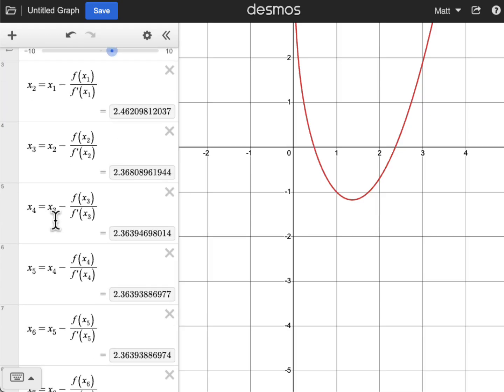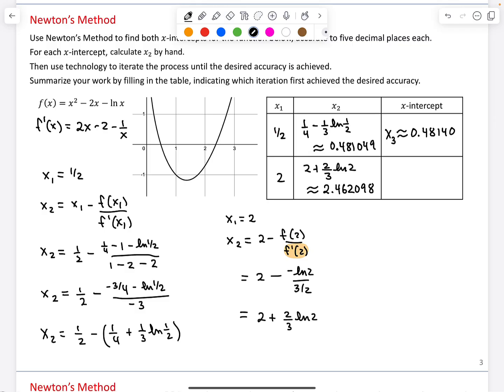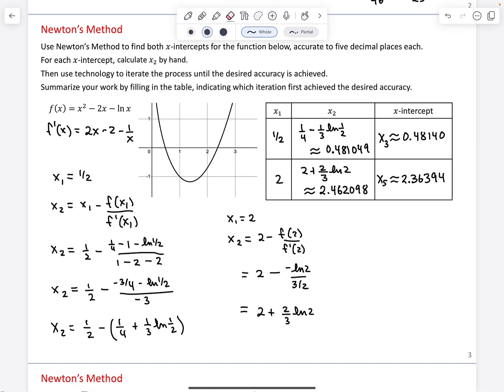And I'm looking for stability in the first 5 or 6 decimals. I see changes between x4 and x5, but between x5 and x6, I see the same first 6 decimals, 363,938 and 363,938. So in either case, when I round to 5 decimals, I would get 36394. So my x-intercept is approximately 2.36394, and this occurred by the time we got to x sub 5. Okay, let's go to the next page.